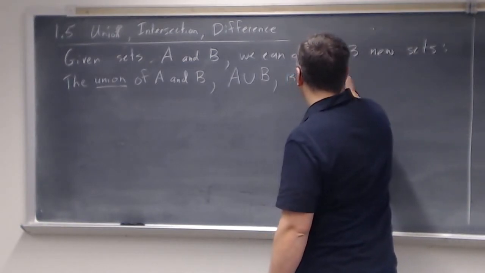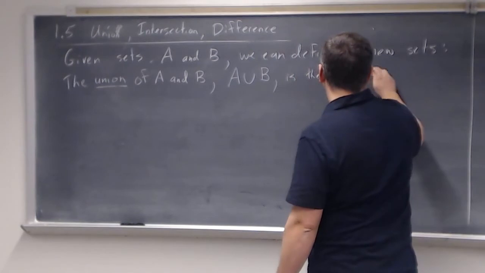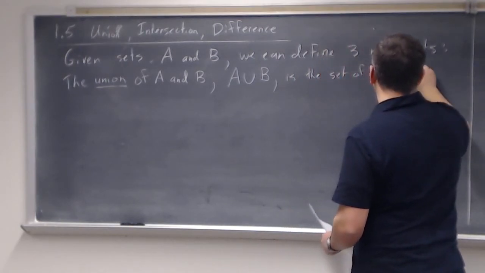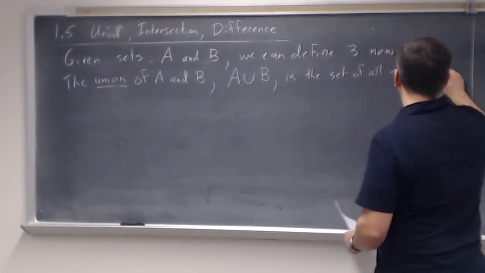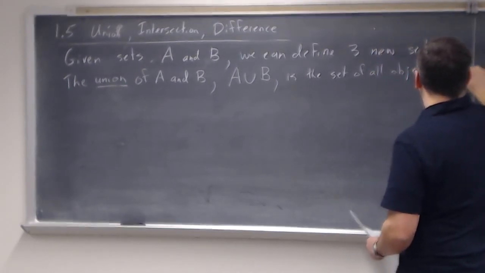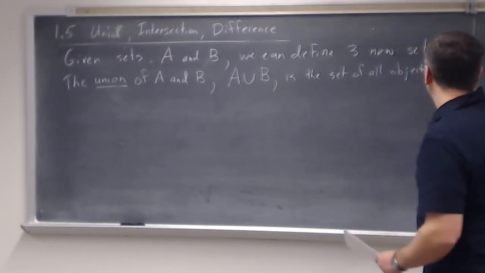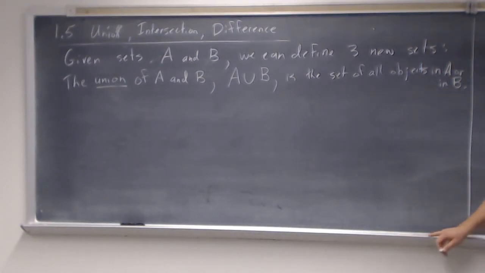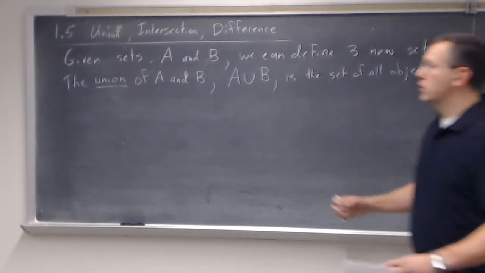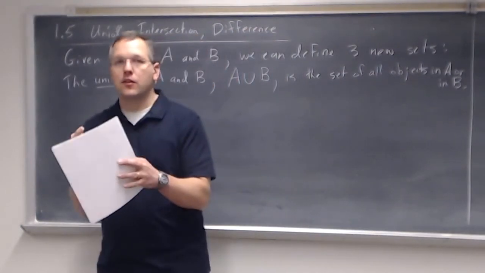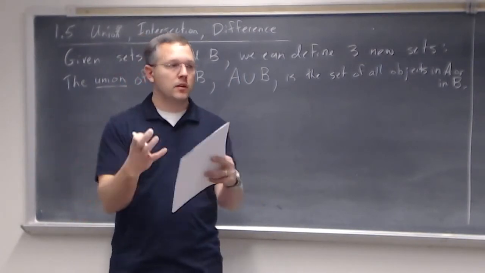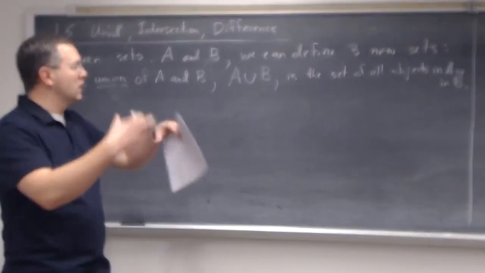A union B. The union of sets A and B is the set of all objects in A or in B. So the union is like coming together. You take all the stuff that's in A, all the stuff that's in B, and put those two boxes into a big box. We'll call that the union.